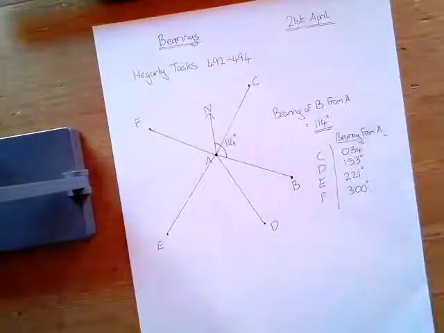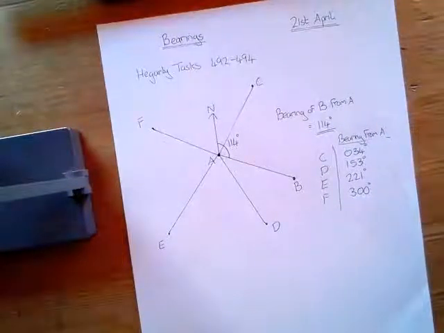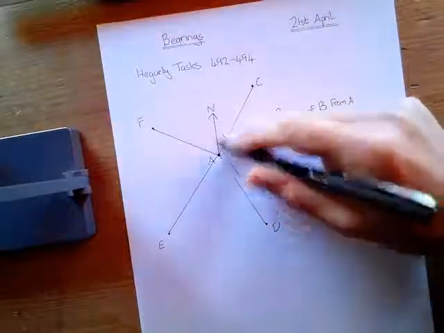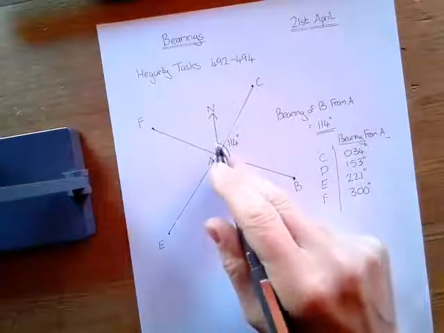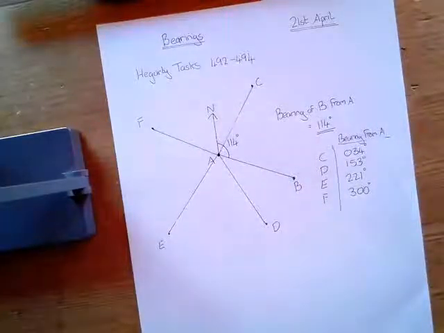So very, very simple. A bearing is an instruction as to the direction in which you need to travel to get to somewhere from where you are. It's always measured in degrees, and a bearing can be any value from 0 if you're heading north, right the way around to 359 degrees if you're heading just slightly that side of north. And that's how it works.